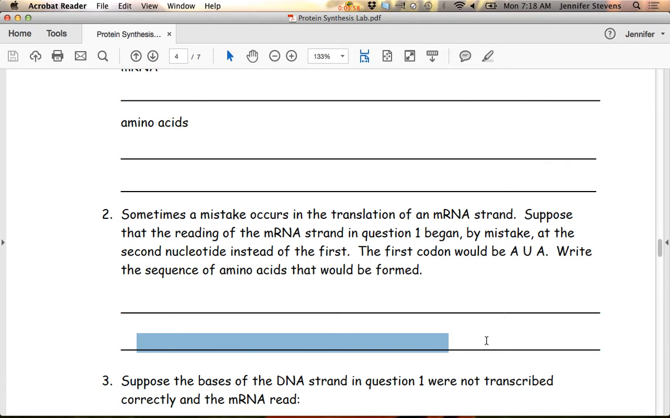Now because we're cutting off a base, that means the end's only going to have 2 letters. That will not translate into anything, so you're actually going to end up being 1 amino acid short.